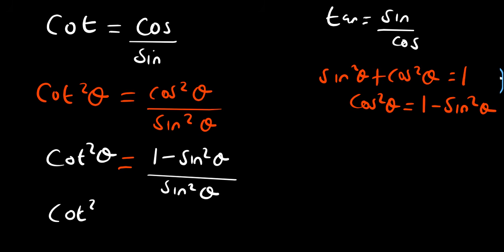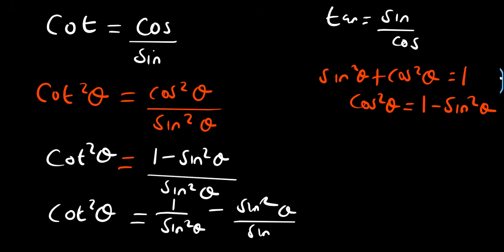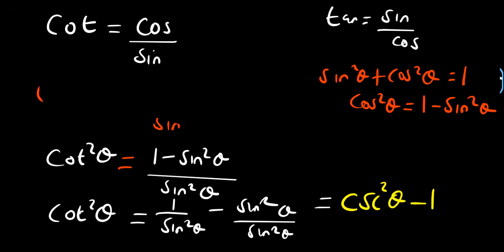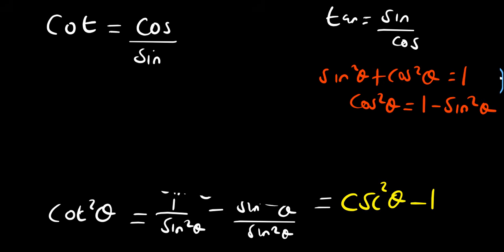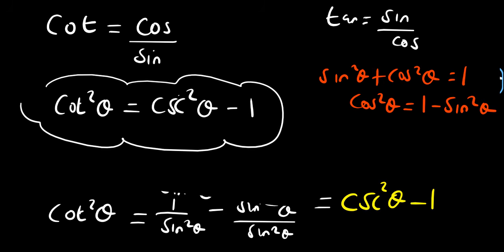So your cot squared theta will be equal to, I'm going to separate it as well, 1 over sine squared theta minus sine squared theta over sine squared theta. You know that 1 over sine is the opposite of sine, and the opposite of sine is cosec. So I'm going to write it as cosec squared theta minus 1. This is another identity that you're not supposed to forget. What is our identity? Our identity is cot squared theta is equal to cosec squared theta minus 1. And other identities will follow.